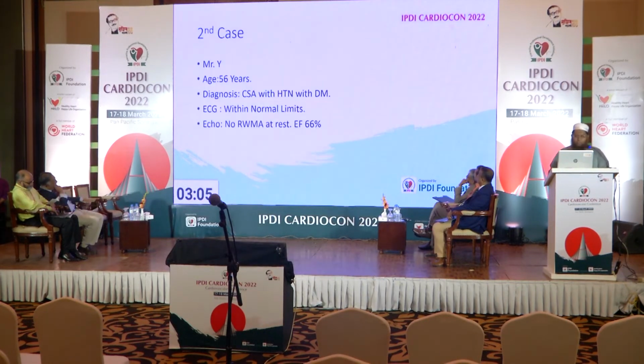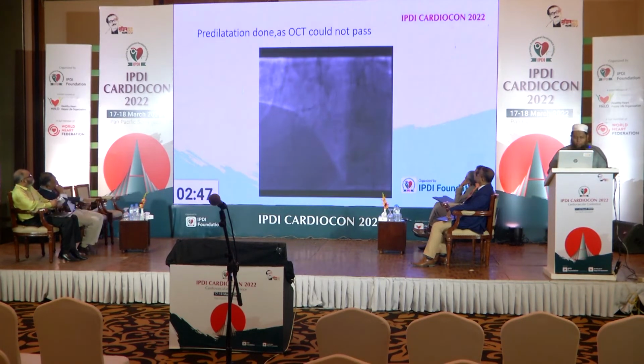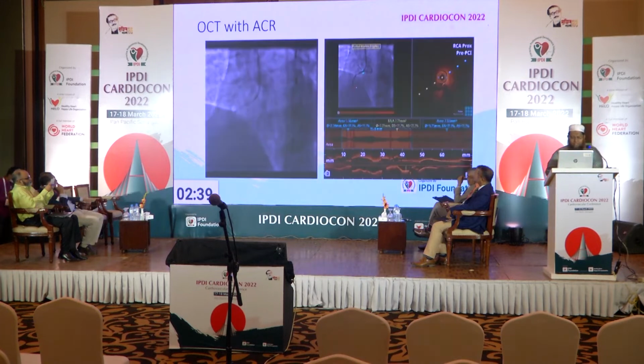My second case, Mr. Y, 56 years old, chronic stable angina, hypertension, DM, with normal ECG and normal ejection fraction. This is a right coronary artery tight stenosis. Again, measuring the length, it was found to be 19 millimeter, from here to here. We could not pass the OCT catheter, so we pre-dilated the lesion with a 2 by 10 millimeter NC balloon. Then with the OCT, and sorry.